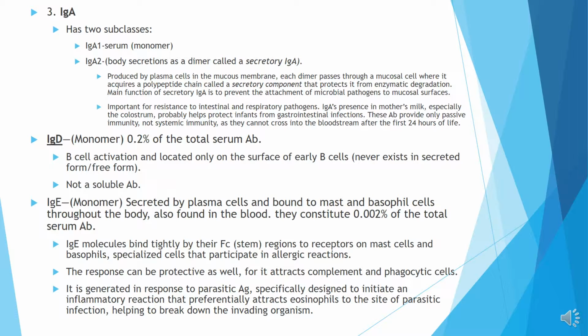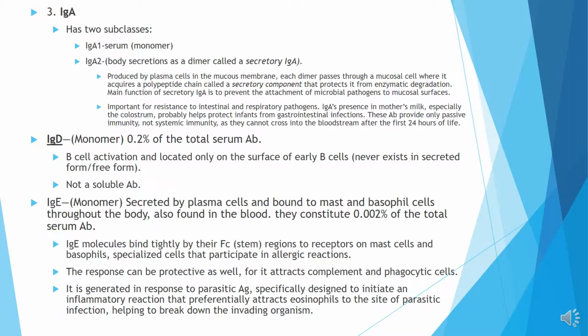The last immunoglobulin is IgE. IgE is a monomer and is secreted by plasma cells and bound to mast and basophil cells throughout the body. It's also found in the blood. These antibodies are slightly larger than IgG molecules, and they constitute only about 0.002% of the total serum antibody.